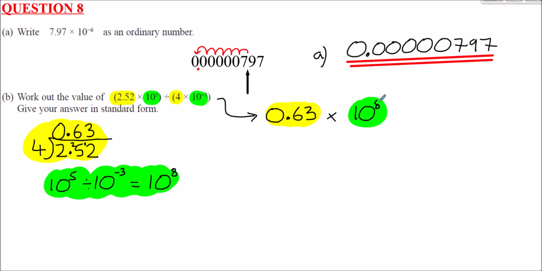Now that's not quite in standard form. For a number to be in standard form, what we need is this first number here to be in between 1 and 10. So 0.63 is too small. So I need to put the dot in between the 6 and the 3.